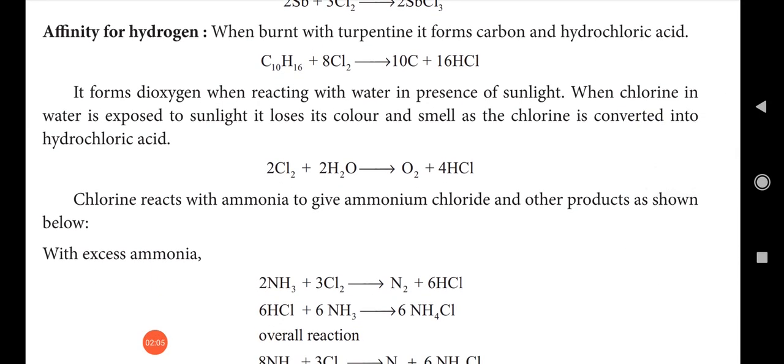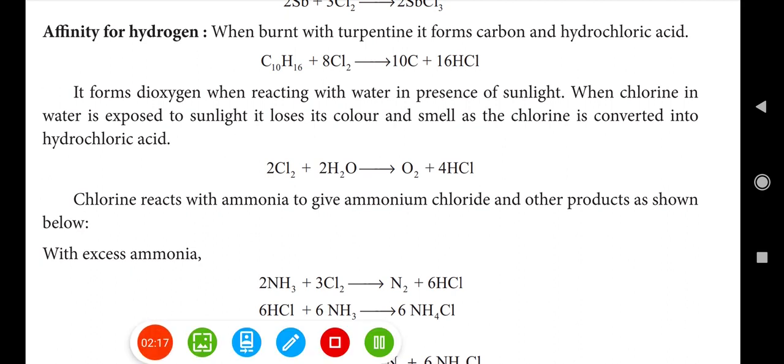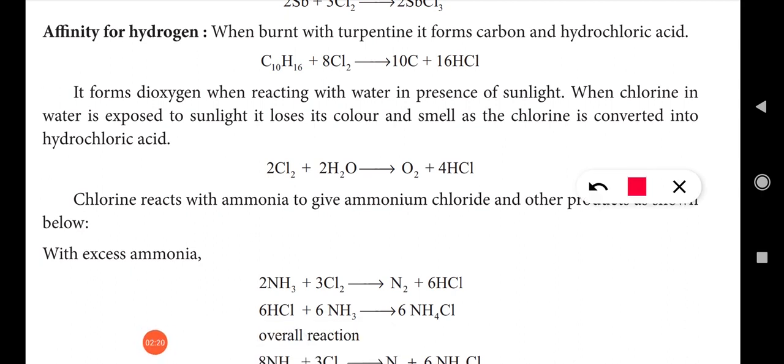Then the affinity of hydrogen towards chlorine. When chlorine is burnt with turpentine, it forms carbon and hydrochloric acid. This is the molecular formula of turpentine. It is an organic compound. It forms carbon and hydrogen chloride or hydrochloric acid. So this shows the affinity of hydrogen towards chlorine.